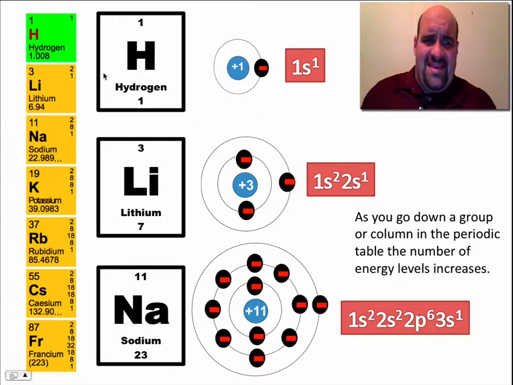Another way to look at this is in terms of periods. The periodic table has 7 rows, and each row corresponds to one of these circles. Hydrogen has 1 circle, 1 energy level. Lithium has 2 circles, 2 energy levels. Sodium has 3, potassium 4, rubidium 5, cesium 6, and francium will have 7. As you go down the periodic table, each row corresponds to a new energy level.